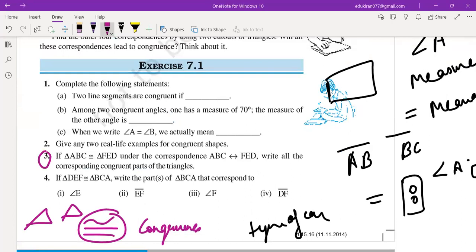Ma'am, sometimes you also mention it separately, like angle A is equal to angle F. Yes, you will mention angles separately, and sides separately. You have to mention both angles as well as sides. So first you will mention sides, writing the corresponding sides, and then the corresponding angles. Clear? Okay, ma'am.